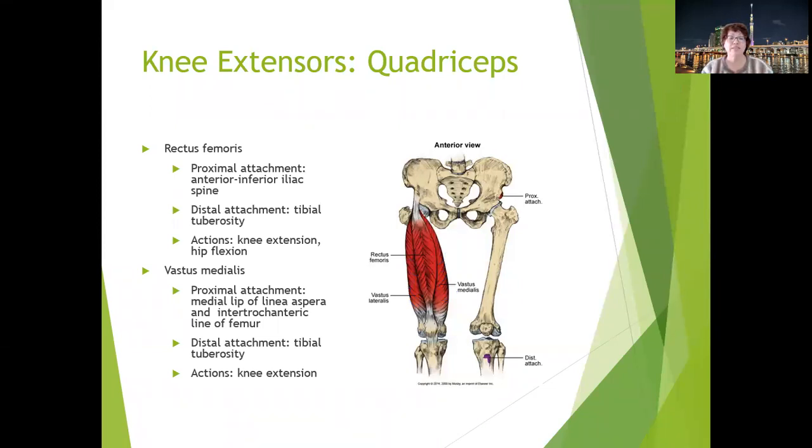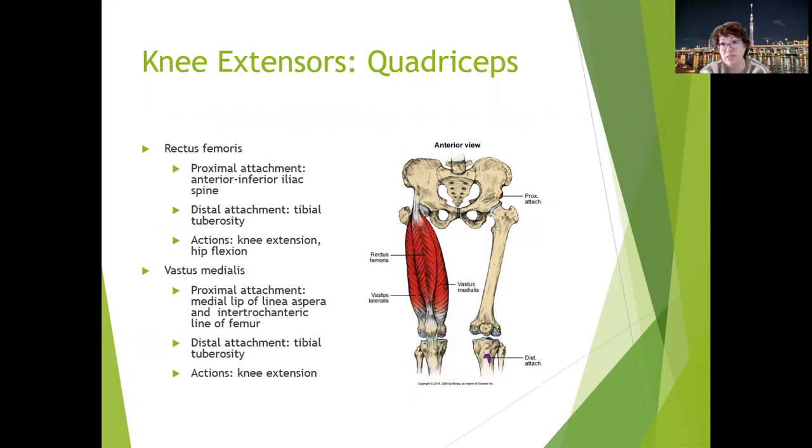So if the vastus lateralis is stronger, you're going to get lateral tracking of the patella. If the vastus medialis is stronger, which is rare or extremely uncommon, you would get medial tracking of the patella. So in order to decrease joint forces, you want to have good tracking of the patella in the patellar groove.